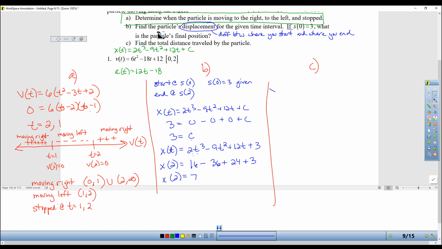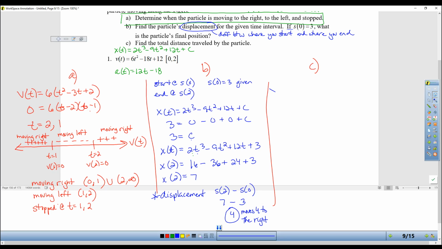The question asks for find the particle's displacement. So the displacement, this is a huge distinction. Displacement is going to be s of 2 minus s of 0. So it's going to be 7 minus 3, which is 4. So that means that even if you don't know where it starts or where it ends, I know that it moves 4 to the right during those 2 seconds. Overall, maybe it went forward and then back, but we know that it moved 4 to the right overall.